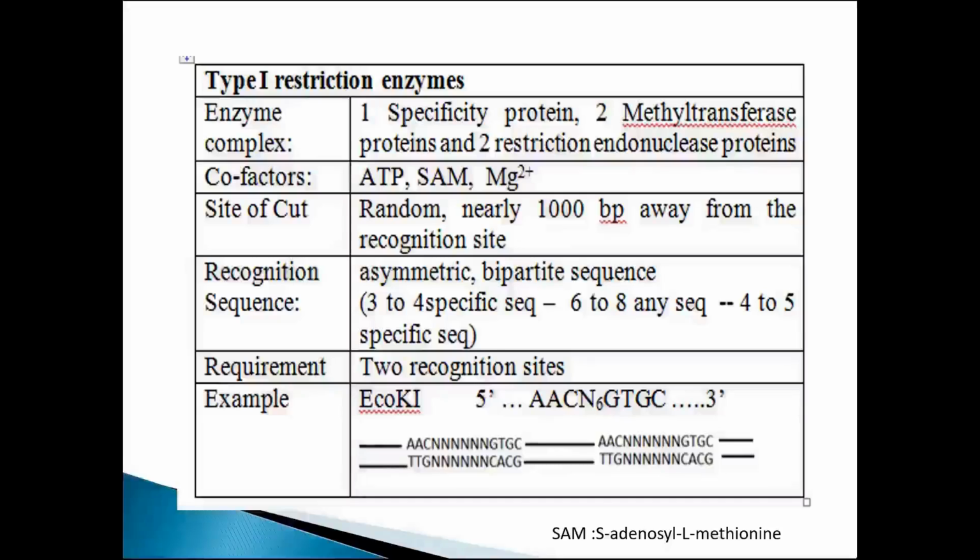The recognition sequence of these enzymes are asymmetric and bipartite sequence. They are mostly non-palindromic in nature. Here you can see an example. The recognition sequence consists of 3 specific bases followed by 6 bases which are of any type and then 4 specific bases. This type you call it as bipartite, which is divided here, and they need 2 recognition sequence. You can see here as this it needs 2 recognition sequence in any orientation.